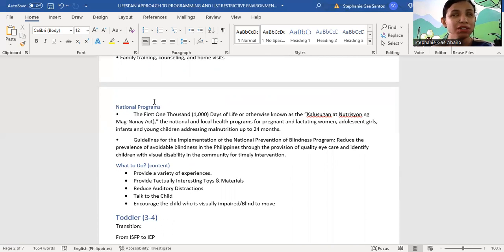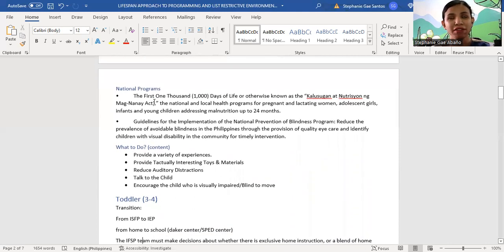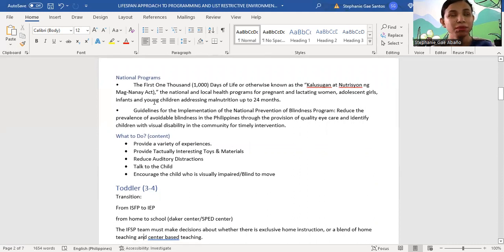When we say individualized educational plan, it is already the formal school, or the transition of the child from home to school, because the IFSP, or the individualized family plan, or the early intervention, is usually home based, or in other places depending on the recommendation of the IFSP team. Now in this stage, the IFSP team must make comprehensive decisions about whether this is exclusive home instruction, or a blend of home teaching and center-based teaching. So either home-based, or in a preschool setting, a preschool classroom.